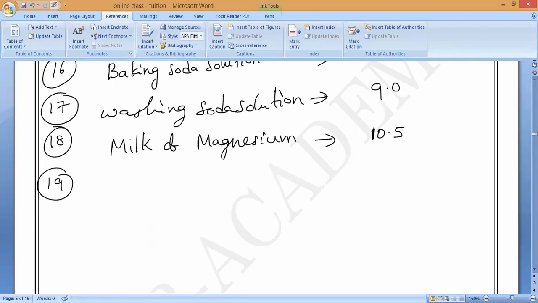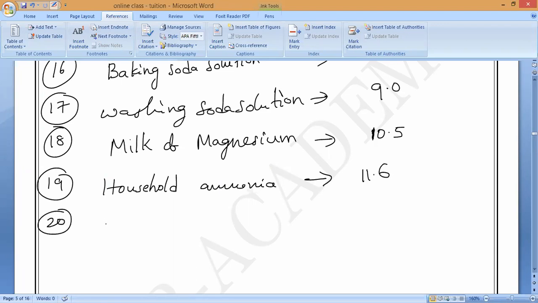Next one, household ammonia. 11.6. Next, dilute sodium hydroxide. What are you expecting? Dilute. 12, 13. 13.